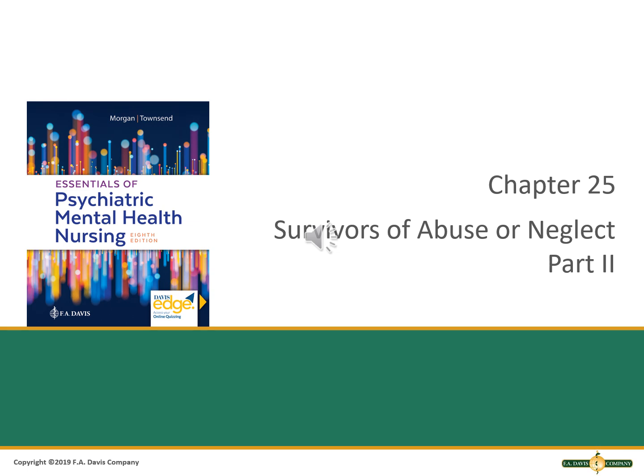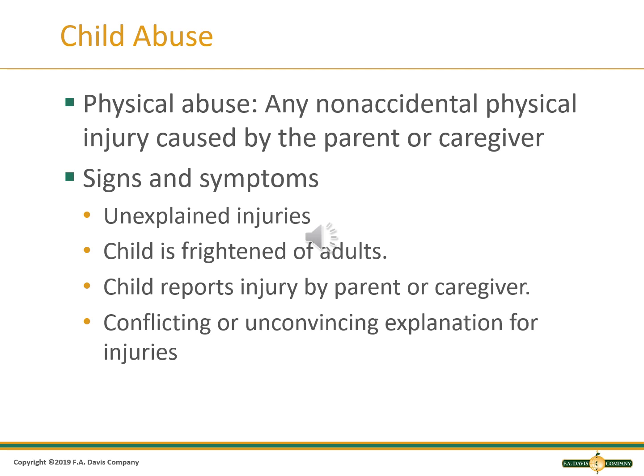Chapter 25, Survivors of Abuse and Neglect, Part 2. Children are vulnerable and relatively powerless. The effects of maltreatment are deep and long lasting. Child maltreatment typically includes physical or emotional injury, physical or emotional neglect, or sexual acts inflicted upon a child by a caregiver. So, physical abuse is any non-accidental physical injury caused by a parent or caregiver.